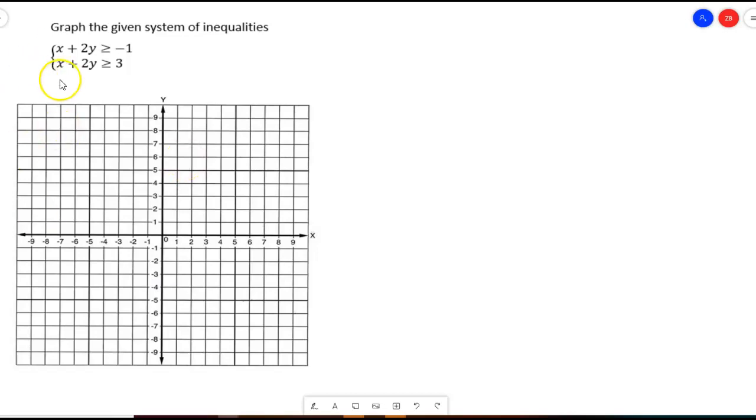So the first thing I want to do is take both of these equations and put them in y-intercept form. It'll make it easier to put in the calculator as well as graphing it. So the first equation, I should write a little number 1 here. We're going to have x plus 2y is greater than or equal to -1.